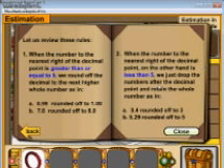When the number to the nearest right of the decimal point, on the other hand, is less than 5, we just drop the numbers after the decimal point and retain the whole number, as in the following. Letter A, 3.4 rounded off to 3, and letter B, 5.29 rounded off is equal to 5.